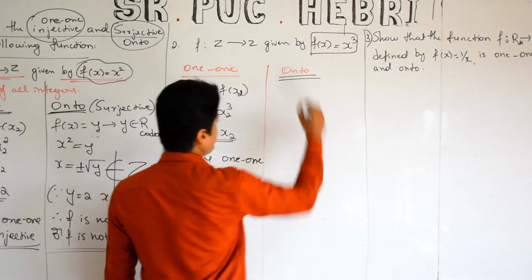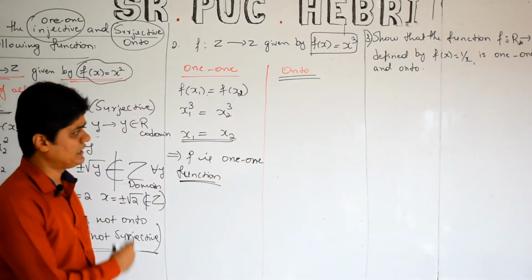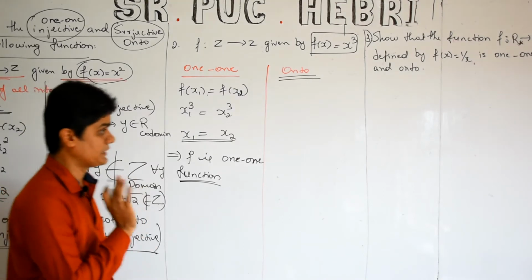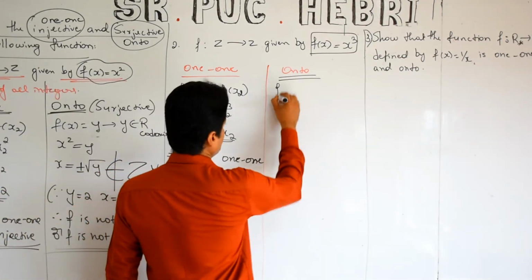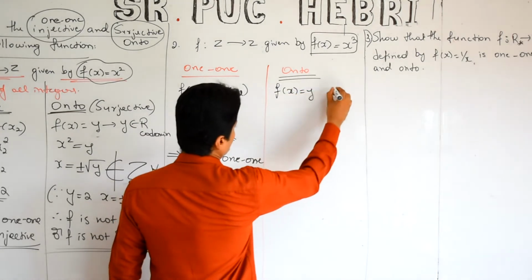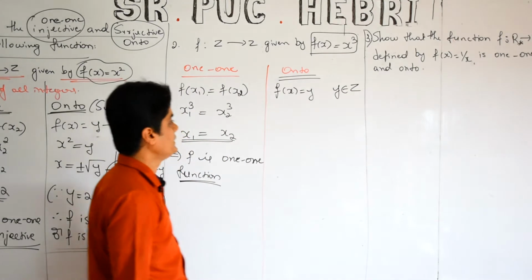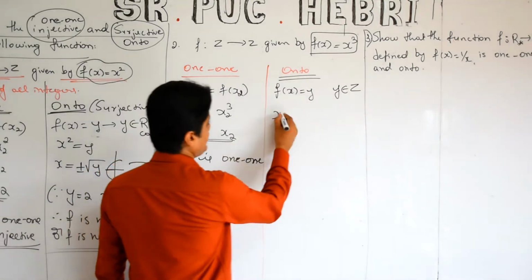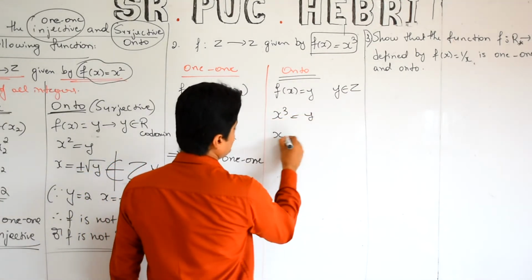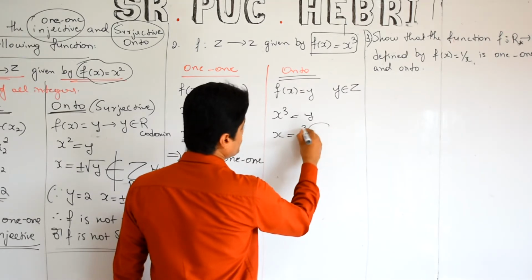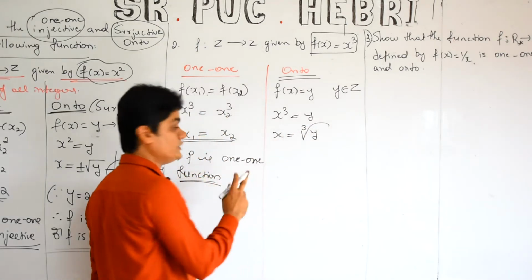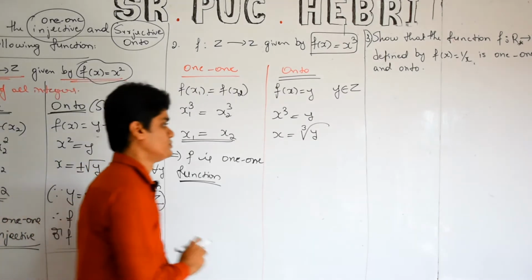Now you have to check whether it is onto or not. Same procedure. For every problem the procedure is the same, remember the pattern. First, what should you assume? f of x is equal to y, for y belongs to codomain. What is f of x? x cube is equal to y. x is equal to cube root of y. Remember, don't write plus or minus, it's just cube root of y.